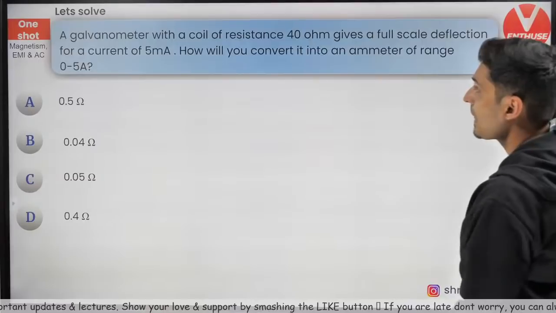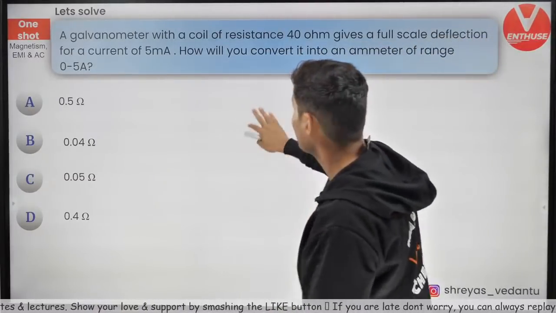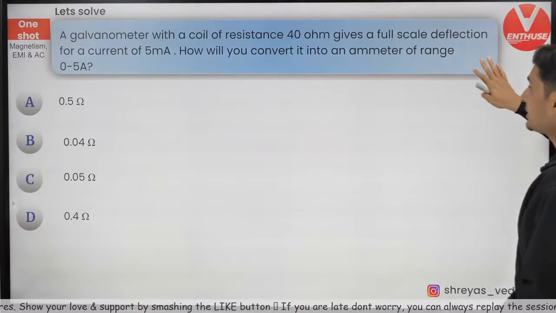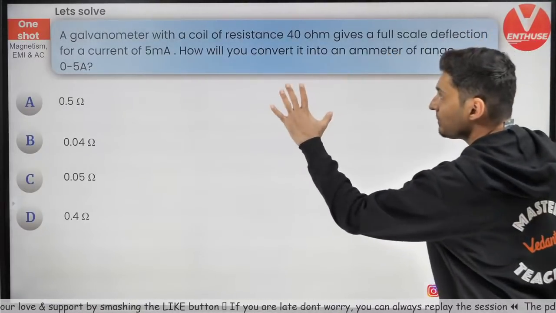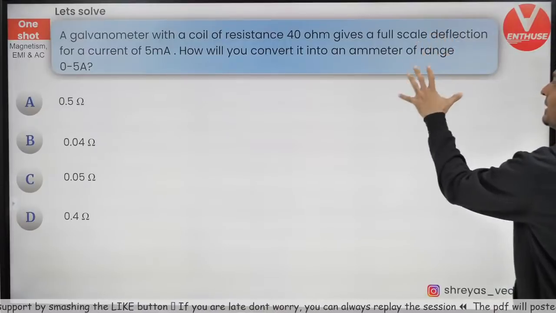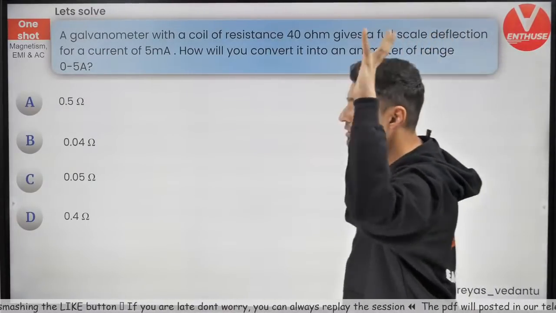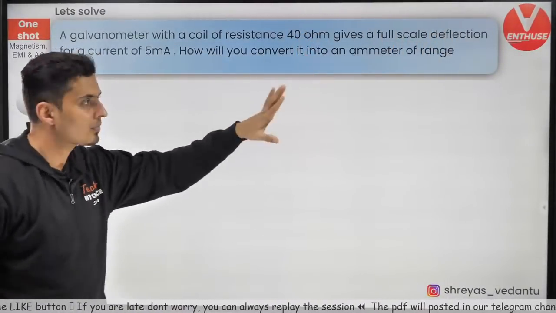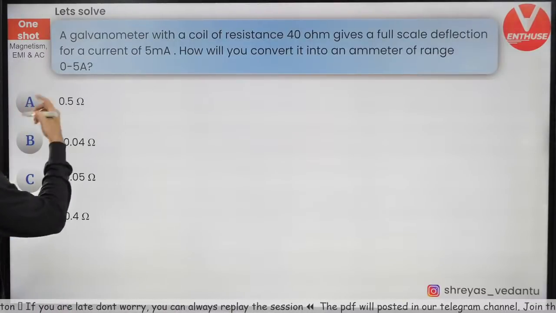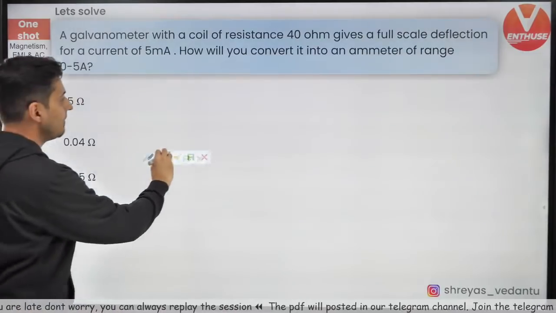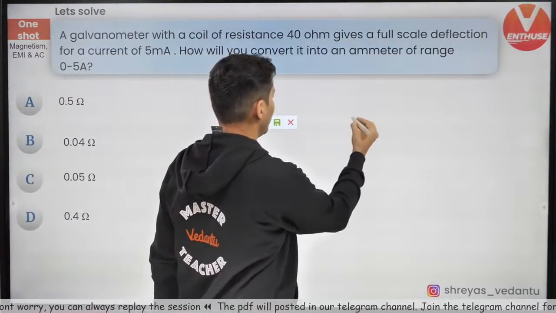Let's see. A galvanometer has a coil of resistance this much. Full scale deflection 5. How will you convert it into an ammeter of range 0 to 5 amperes? How will you convert it? Let's think about this. Ammeter.